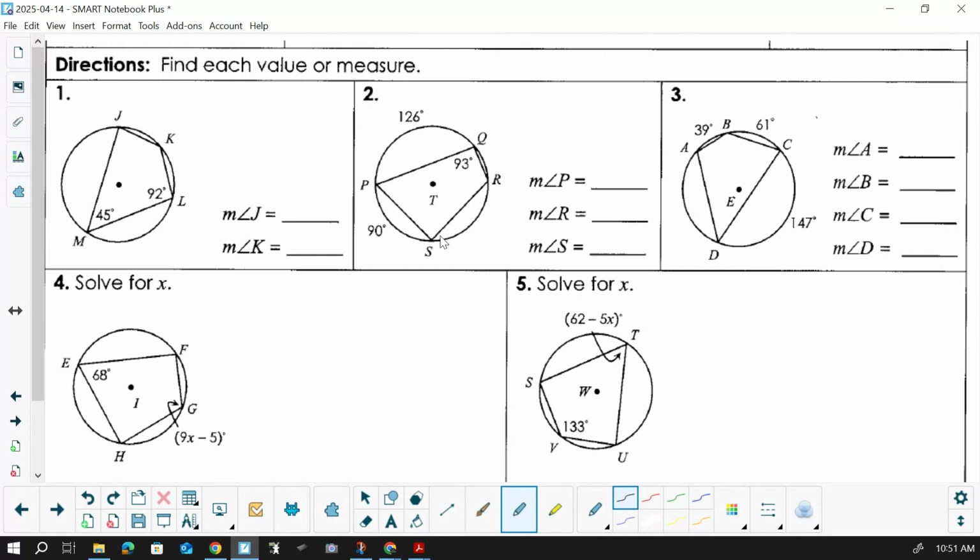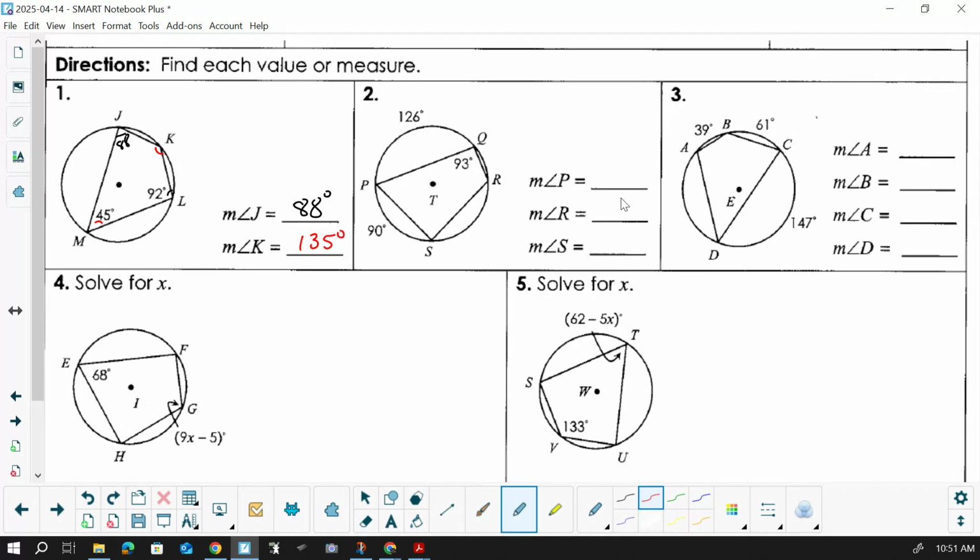Let's hit a couple of these here. The opposite angles add up to 180. So 92, these opposite ones here add up to 180. So 180 minus 92 is 88. So angle J is 88. These opposite angles this way, we'll go red here. 45 and this one add up to 180. So 180 minus 45 is 135.